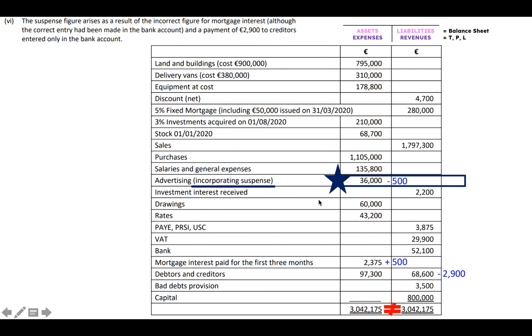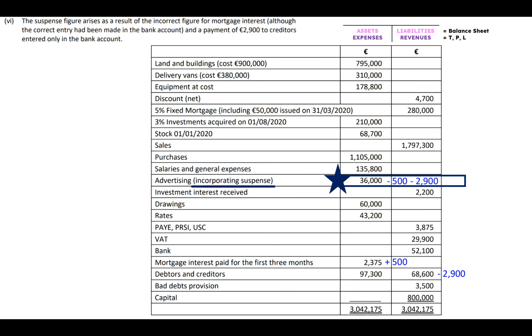So what I have to do, I have to go back up to my item incorporating suspense, and I have to do something there to that to make both sides equal. So this is on the debit side. If I minus 2,900 from something on the credit side, I must always minus 2,900 for something on the debit side. So that is that.